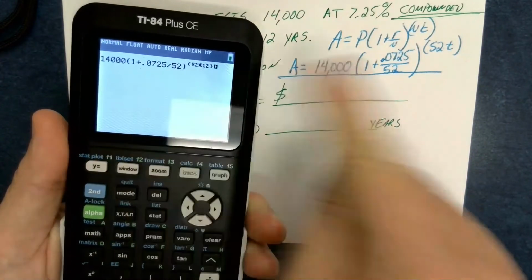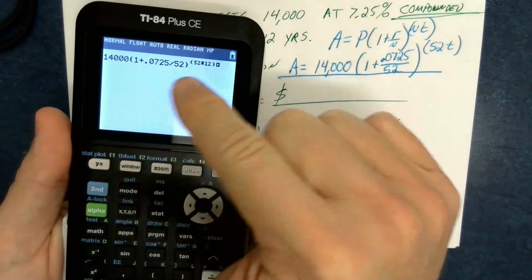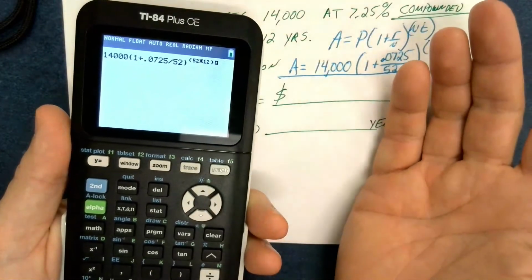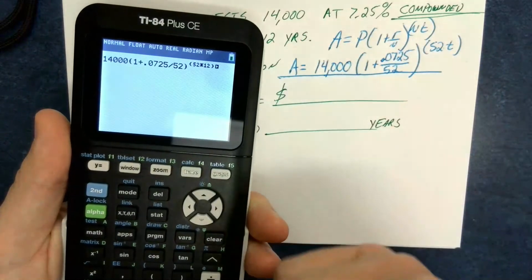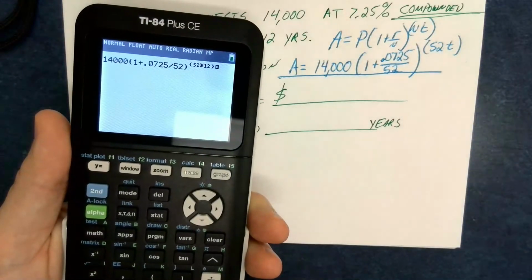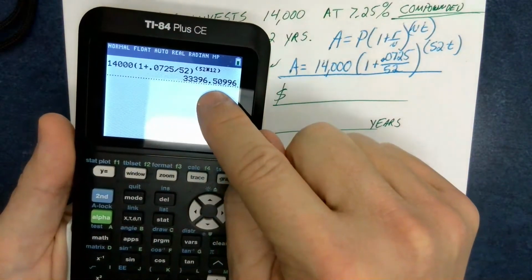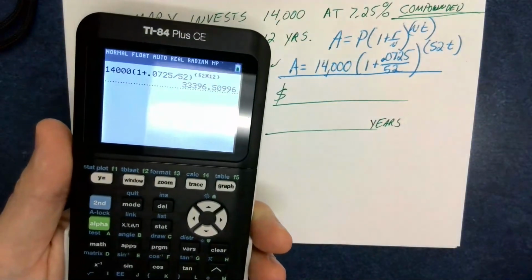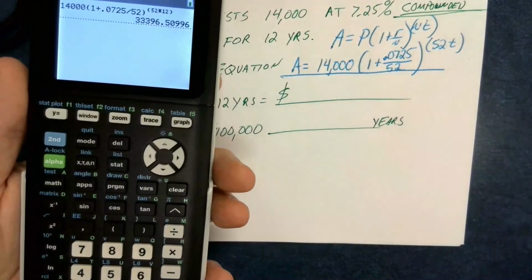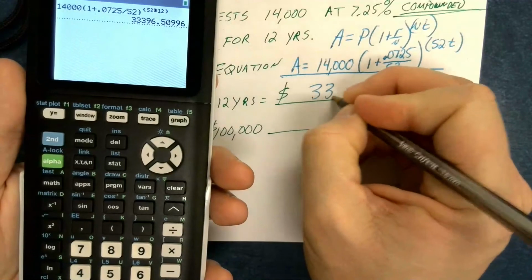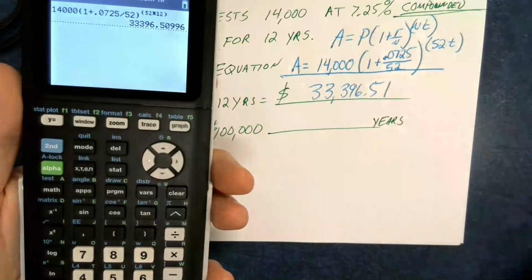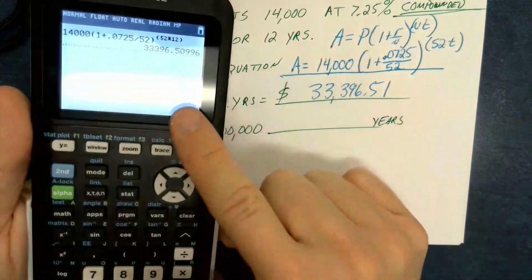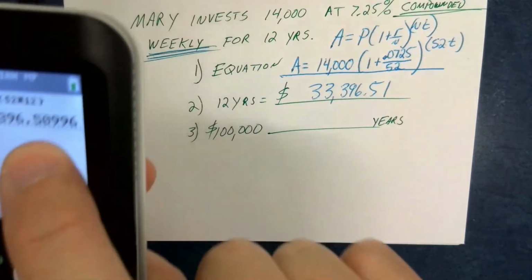Double checking because again, as soon as I hit enter, I'm going to probably write down that number. So if I type in the wrong stuff, I'm going to get the wrong answer. So 33,396.5. If I want to put that extra penny, rounding that up. Good.